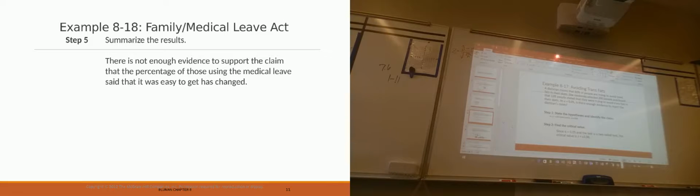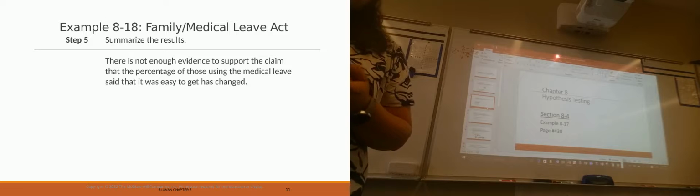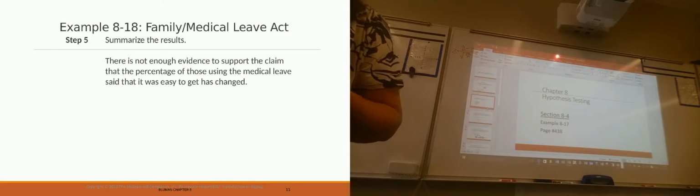Do you guys want me to try to find another example that's not a two-tailed one? No, it's okay. Okay. What's the homework question? Homework questions.